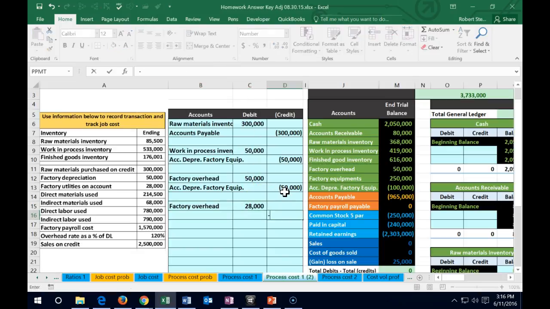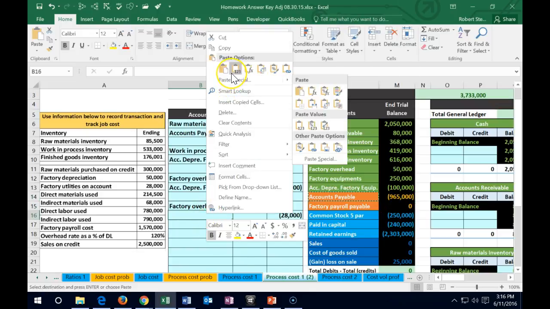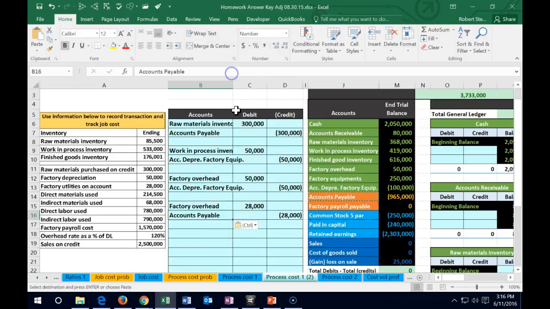In this case, we're going to credit something for 28,000 as well. Now usually when we pay the utility bill, we pay with cash, but we're going to put it into the payable in this case because it said on account. So we're not going to hit cash. We're going to put it into the payable on account. So I'm going to copy accounts payable, and that's going to be the credit. Pasting it 1, 2, 3.